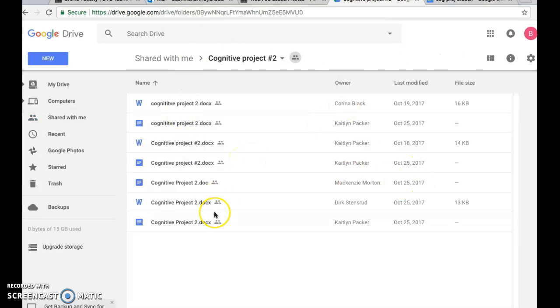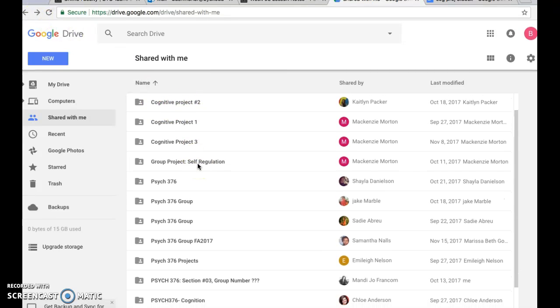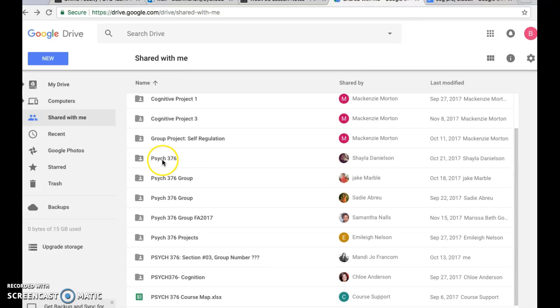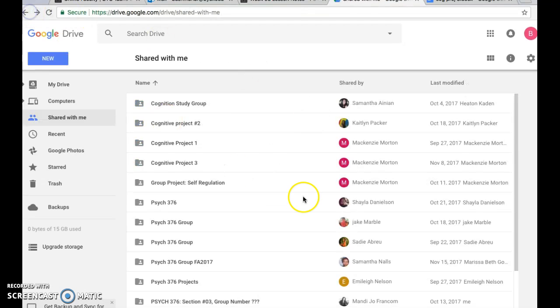Okay, so this is just cognitive project number 2 that this group shared with me. Again, kind of annoying. I wish that they would just have their whole group thing on there. Okay, so this looks like a study group, just their whole study group. And you can see this group is not super functional. I don't think they have been since the beginning of the semester. So, yeah, that's a little disappointing.